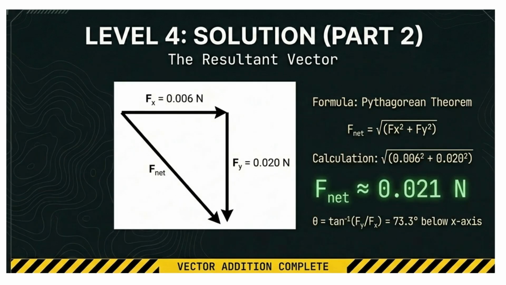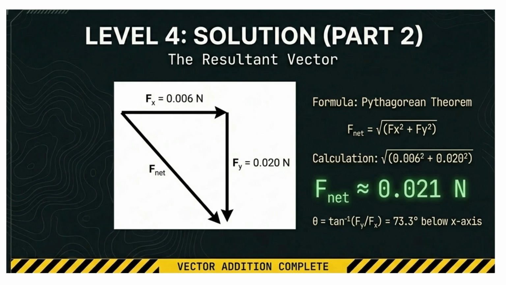Now that we have our individual force components, it is time to find the resultant vector. Looking at our diagram, we have a horizontal force, Fx, of 0.006 newtons, and a vertical force, Fy, of 0.020 newtons pointing downward. To find the total net force, we apply the Pythagorean theorem. We take the square root of the sum of our squared components, 0.006 squared plus 0.020 squared. This gives us a net force magnitude of approximately 0.021 newtons.